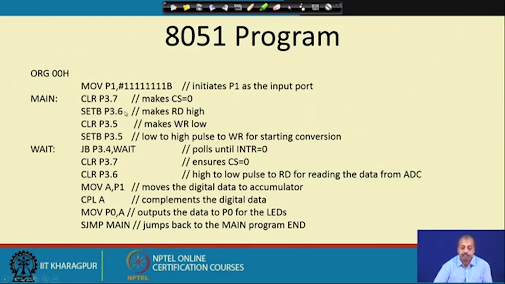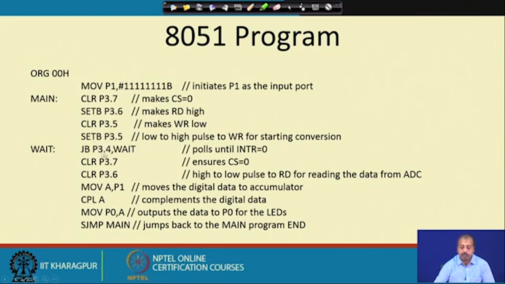Then set bit P 3.6. This will make the read line high, and clear P 3.5 will make the write line low. Then we set bit P 3.5. This will be giving a high pulse to the write line for start conversion. The read line should not be set now, because a high to low transition on the read line will be needed for reading the converted value from the ADC, but for starting the conversion, we need to put a low to high pulse on the write line. That is done here by clearing P 3.5 and then setting P 3.5.